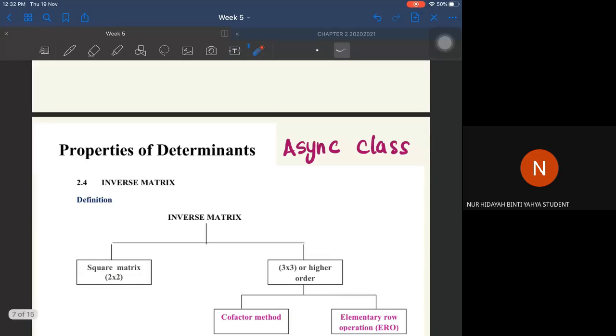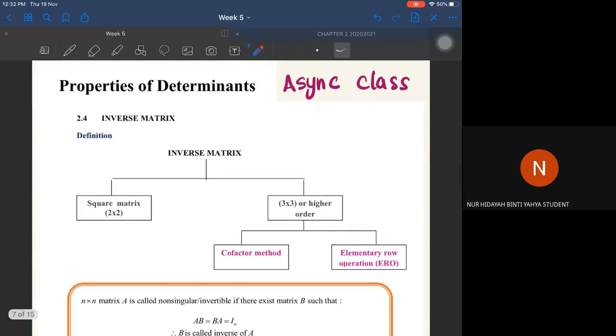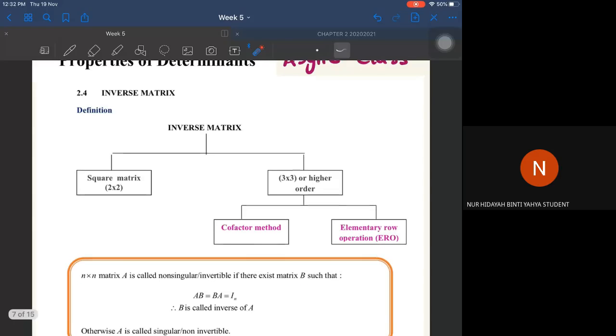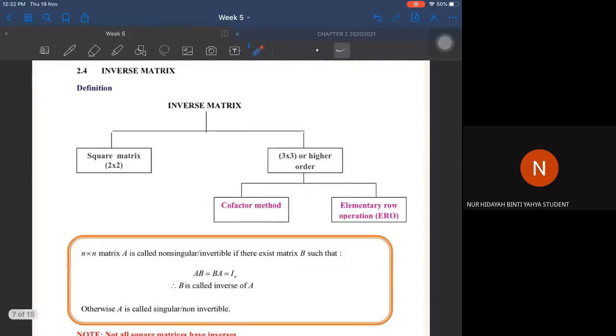So saya tambah. So I'm going to proceed with the next one, which is inverse matrix. So inverse matrix, kita ada untuk 2 by 2 and also 3 by 3 or higher order. But we're going to focus on this part lah, 3 by 3 or higher order. Okay. Tapi konsep inverse matrix ni sama lah.